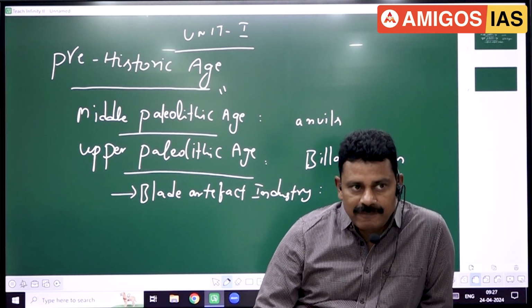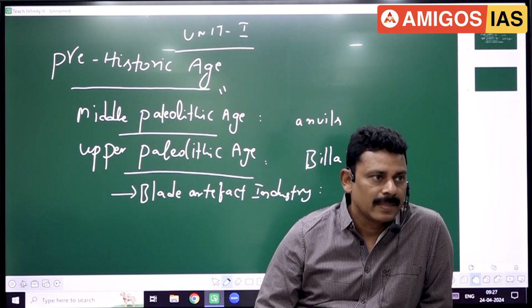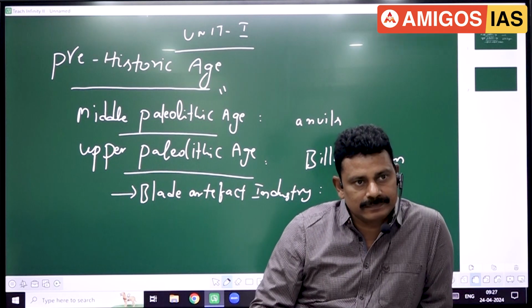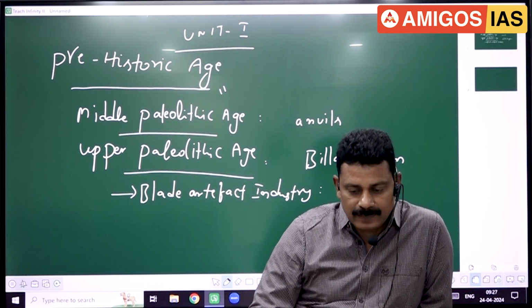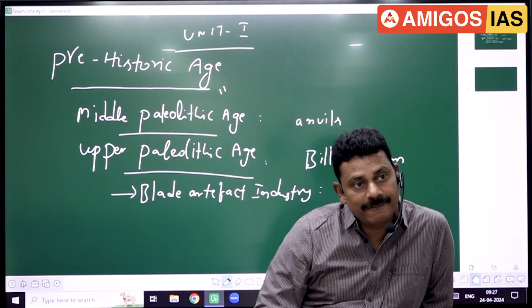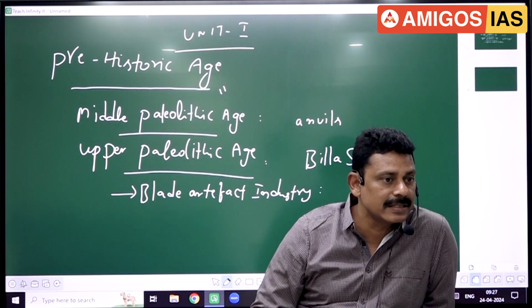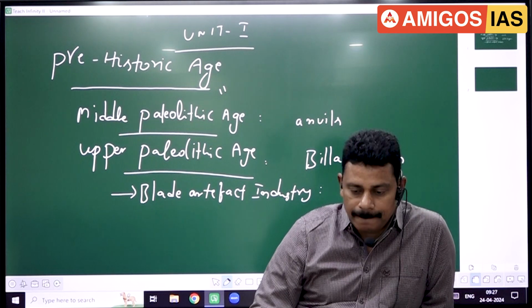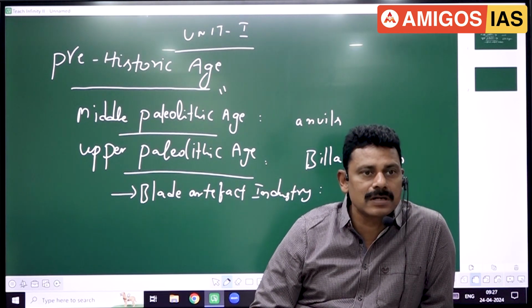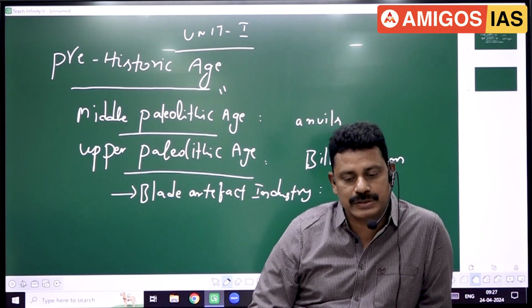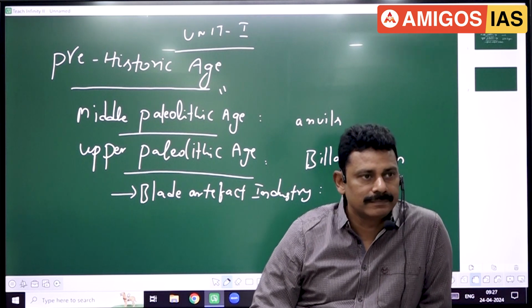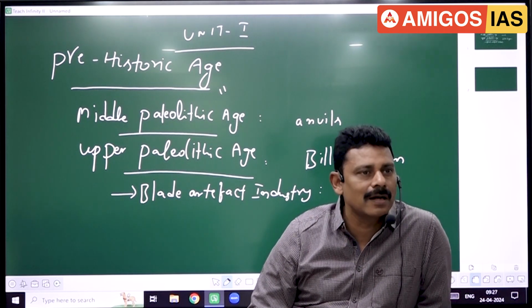Flake blades. The blades made up of flakes, పెచ్చులతో చేసినటువంటి blades. Then retouched flake blades. Borers, another implement. B-O-R-E-R-S. Borers, చిద్రకాలు అంటాం, చిద్రకాలు.